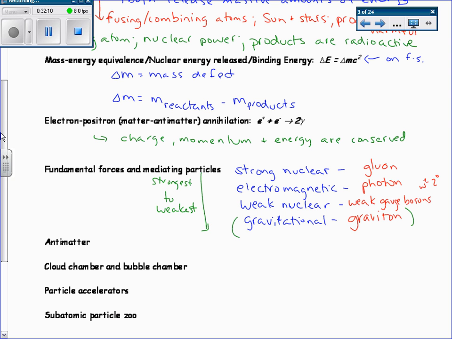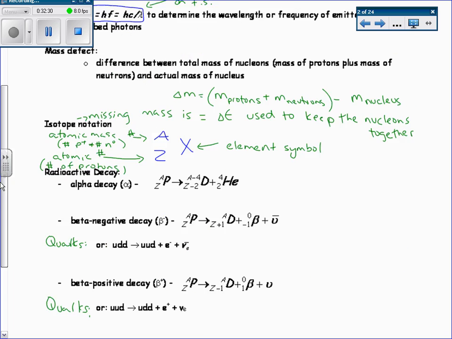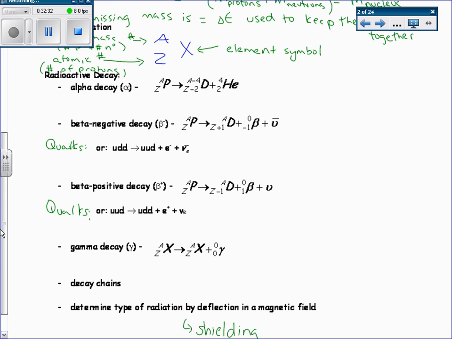And then just a few things at the end here. So know what antimatter is, what a cloud chamber and a bubble chamber are, and how to analyze the tracks, which we did sort of in the first few days of this year. Particle accelerators, and then the subatomic particles. I've got that on there, but all that you really need to know from that is what we already did here, which was the quark stuff. The quarks. So I'm going to add that over here.